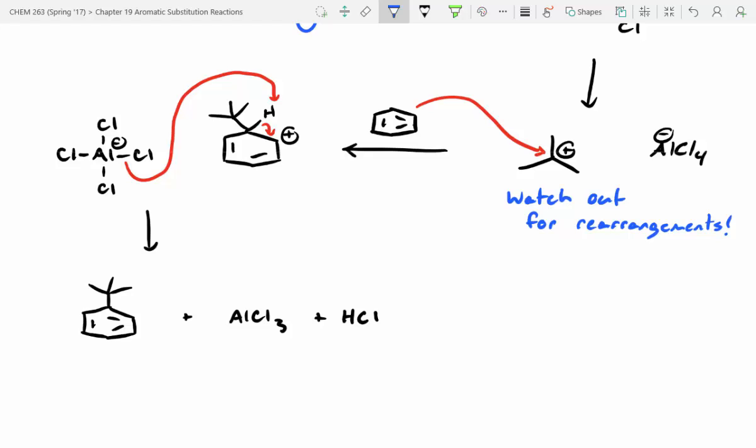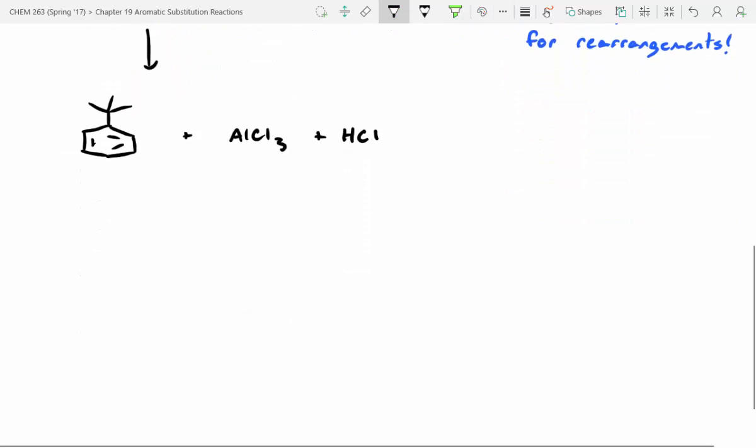The reality is a little bit more complicated than that. Most of the time you'll get a mixture of your product before and after rearrangement, right? So ideally as a chemist, you don't want byproducts. You want to avoid it as much as possible. Does that make sense? And I'll show you guys an example of that.